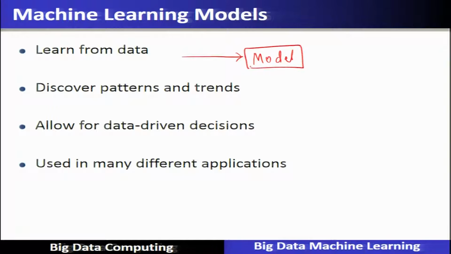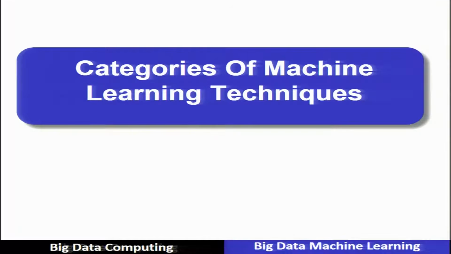So, we will see what we mean by the model. It learns from the data, which we can also say is that the model fits on that data. Once the model is identified, when new data is given, it will discover the patterns and trends, and this way it allows data-driven decisions to be made. Learning from the data is very useful in many different applications that we have seen in the previous slides.